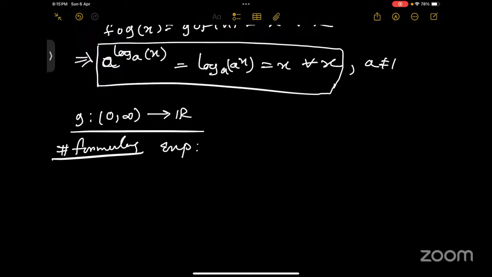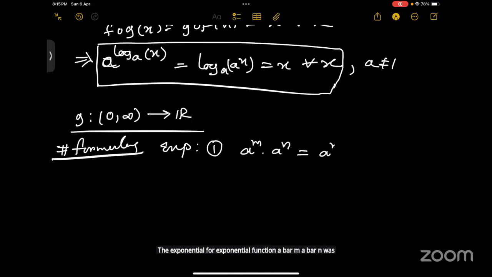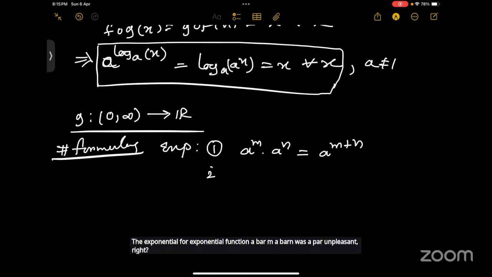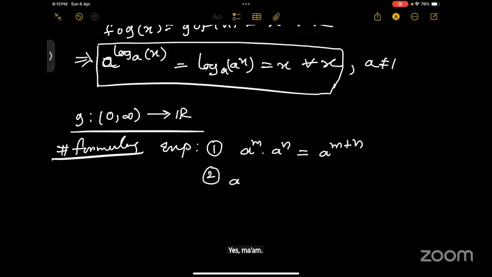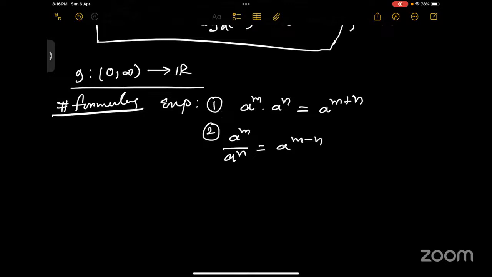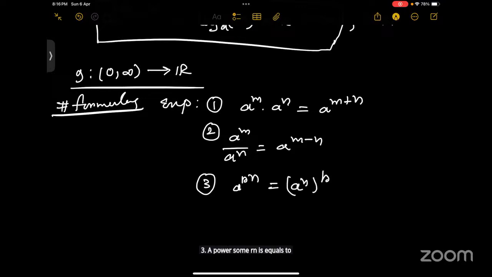So for the exponential function, a power m times a power n was a power m plus n, right? Yes, ma'am. Then a power m by a power n, it was a power m minus n, right? Three, a power m to the power n is equal to a power mn, right?